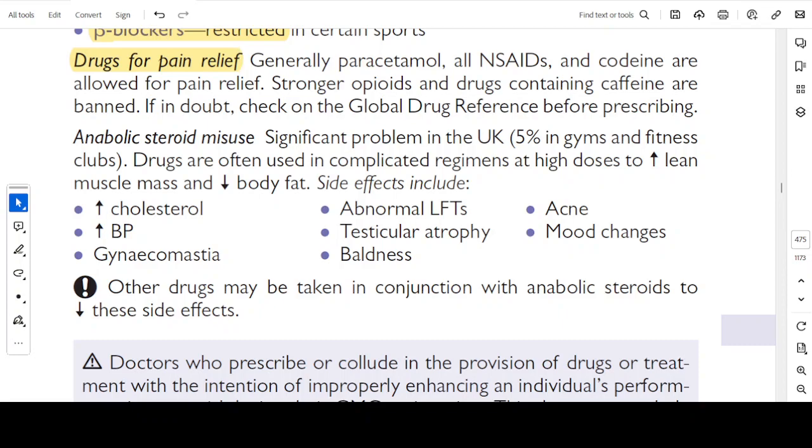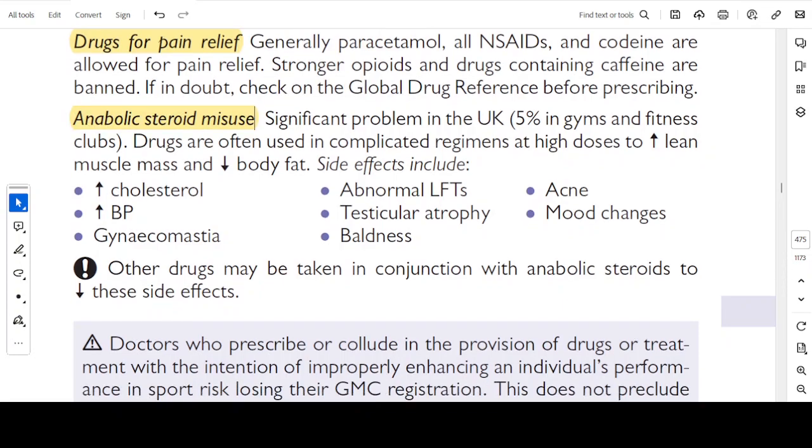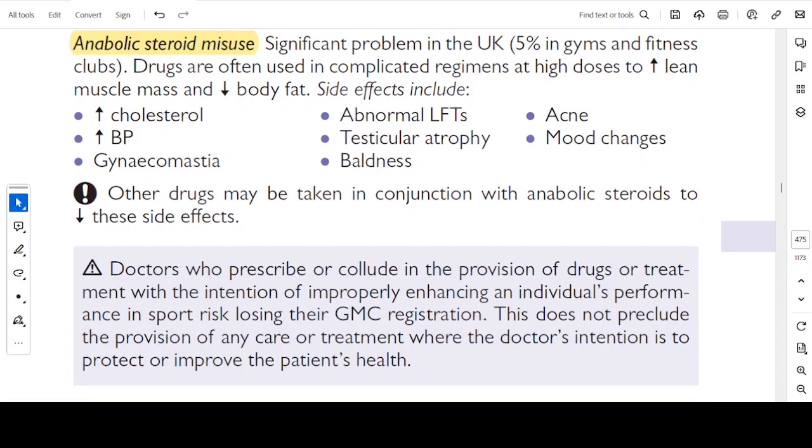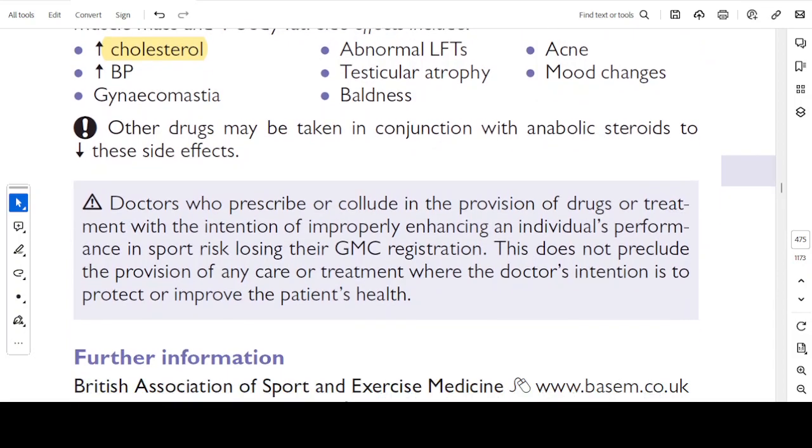Anabolic steroid misuse is a significant problem in the UK, at about 5% in gyms and fitness clubs. Drugs are often used in complicated regimens at high doses to increase lean muscle mass and decrease body fat. Side effects include a rise in cholesterol, high BP, gynecomastia, abnormal liver function tests, testicular atrophy, baldness, acne and mood changes. Other drugs may be taken in conjunction with anabolic steroids to decrease these side effects.